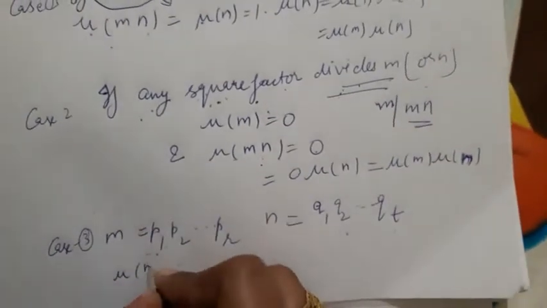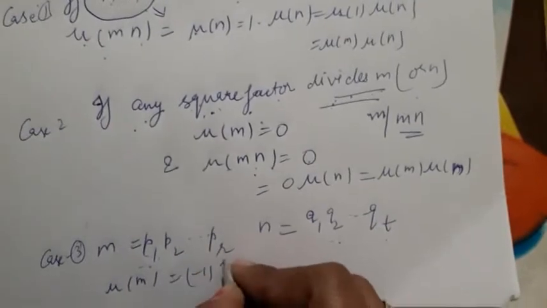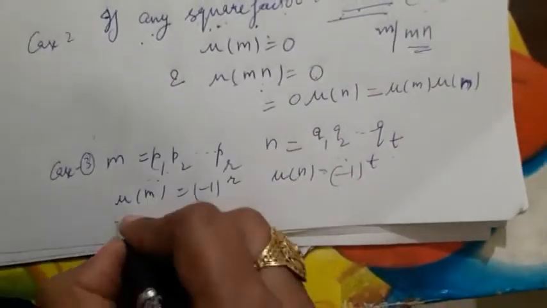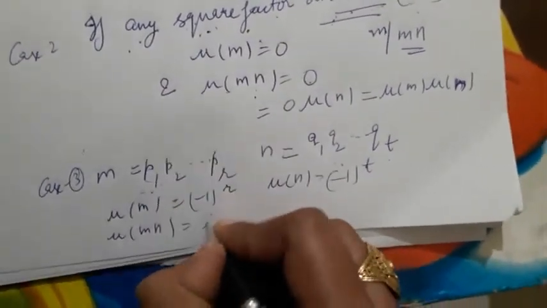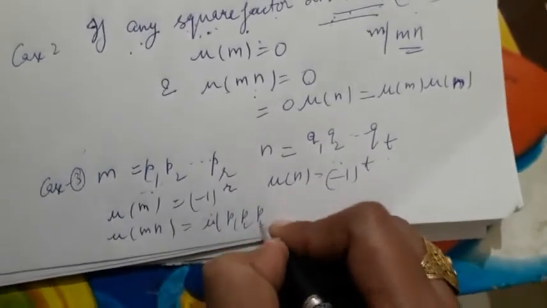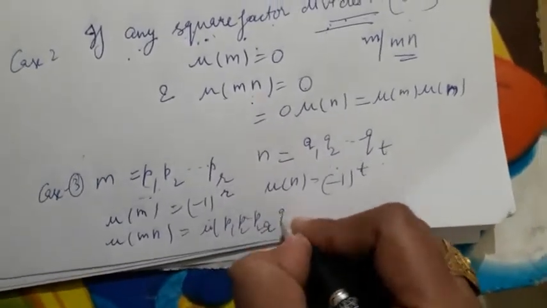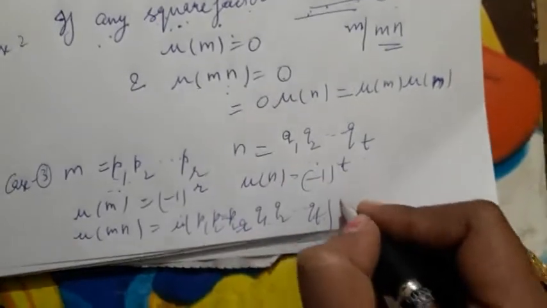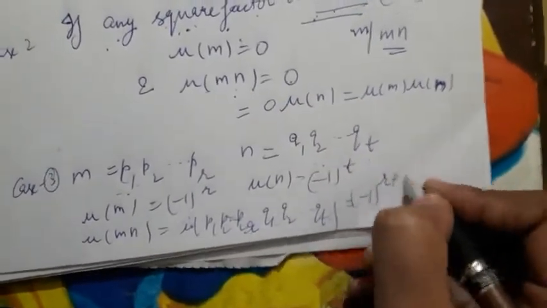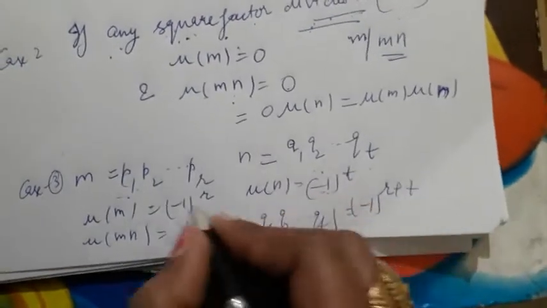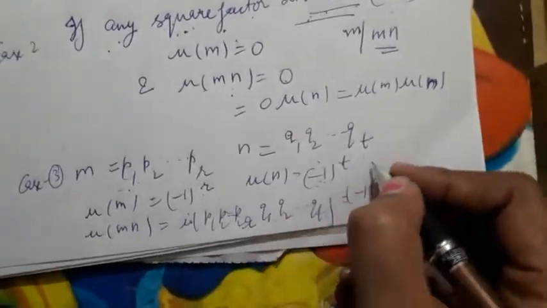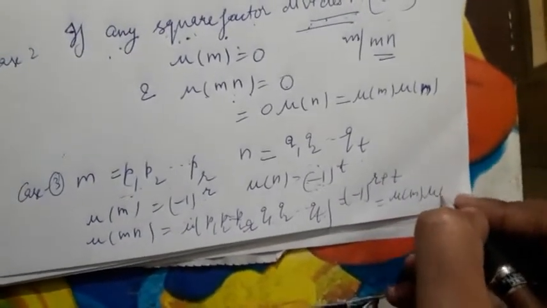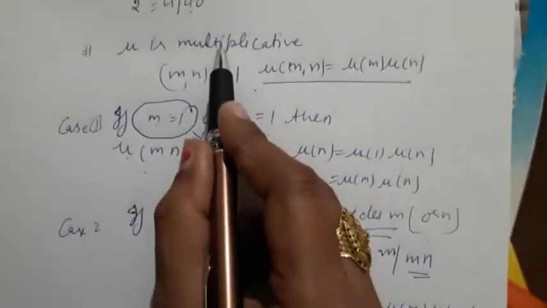So what about mu m? The number of primes is r, so it is minus 1 raised to power r. Mu n, number of primes is t, so it is minus 1 raised to power t. What about mu of m into n? That is mu of p1, p2, pr, q1, q2 up to qt. So the number of primes is r plus t. The value is minus 1 raised to power r plus t. And their product is also minus 1 raised to power r into minus 1 raised to power t, that is minus 1 raised to power r plus t. That is mu m into mu n. So mu function is multiplicative.